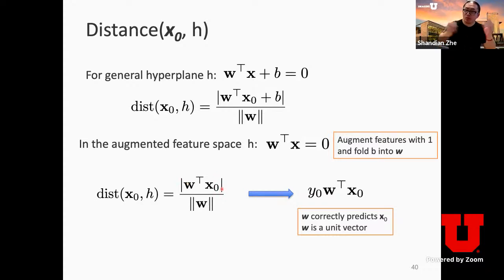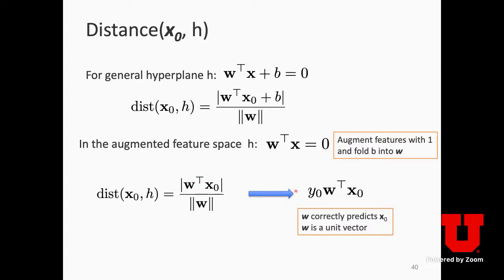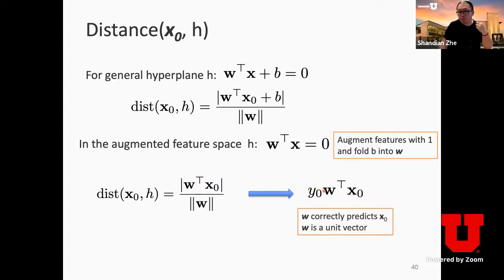And when we calculate the margin, we assume that this particular hyperplane can correctly predict all the training examples, meaning that we can simply replace the numerator, which is the absolute value of this inner product, by this product: the actual label y0 multiplied with w transpose x0. Why? Because as long as w correctly predicts x0, this product is always non-negative. This is something we have analyzed before, so we're going to use this trick again and again.